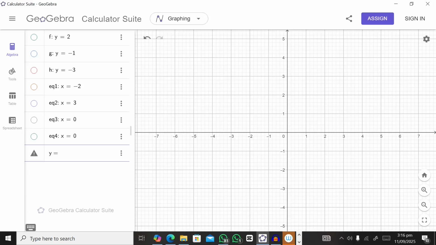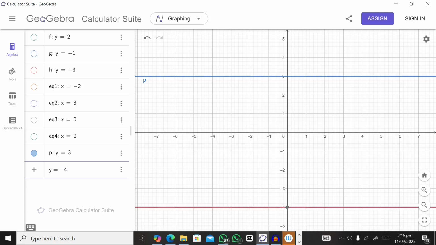Where do you think y equals 3 is going to be? Right here. Did you get it correct? Let me know in the comment section. Let's have another one. We have y equals -4. Where do you think y equals -4 is going to be? There we go. Did you get it correct? Also let me know in the comment section.